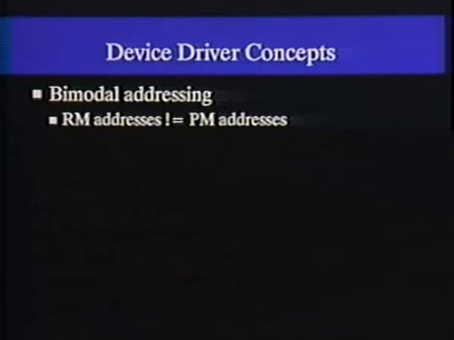The most difficult concept to understand for device drivers is that of bimodal addressing. Bimodal addressing is merely being able to deal with addresses that are in both real and protect mode. In general, real mode addresses are not the same as protect mode addresses. In real mode, segment values are nothing more than offset base registers. In protect mode, selectors are protected objects and bear no relation to the value which is placed into them in terms of physical memory address.